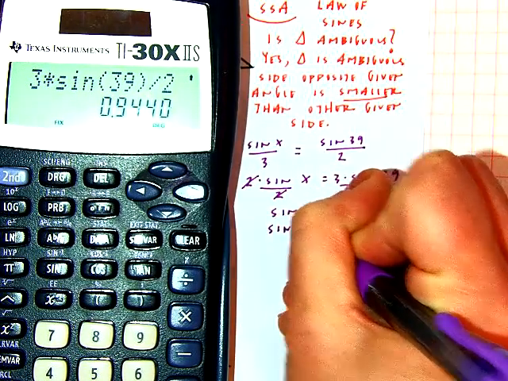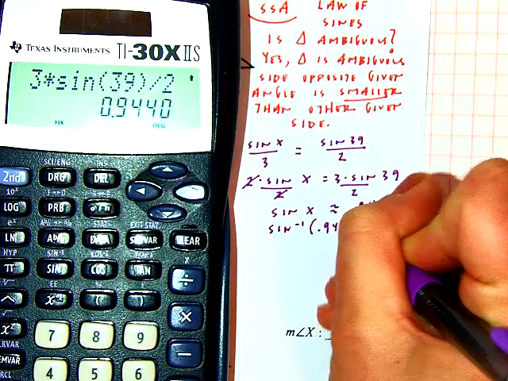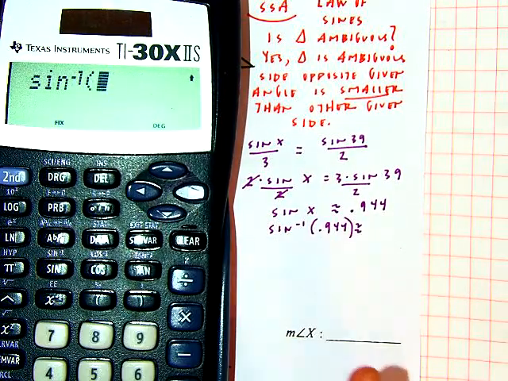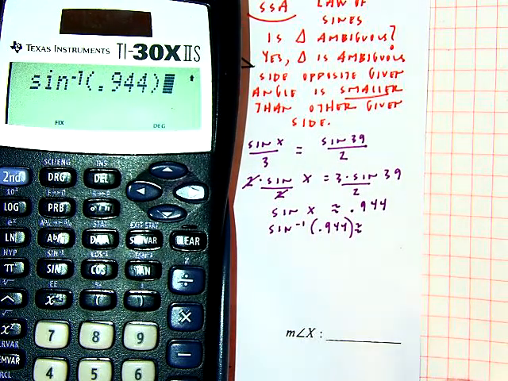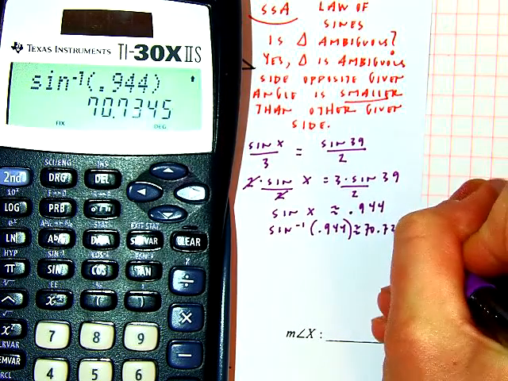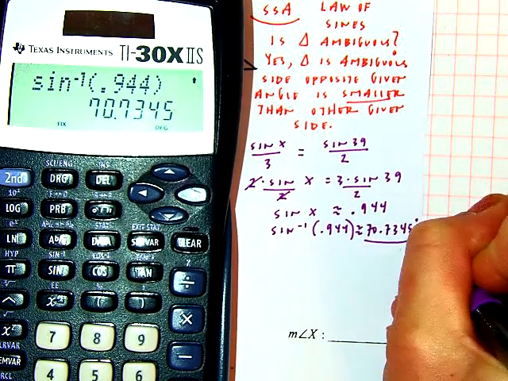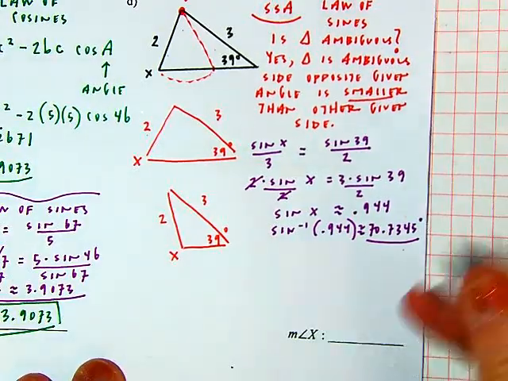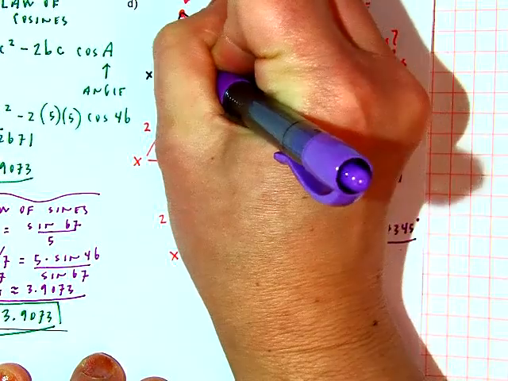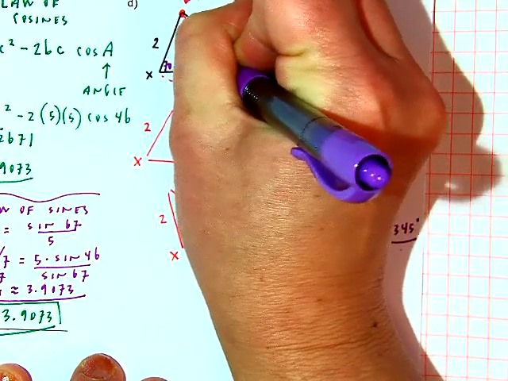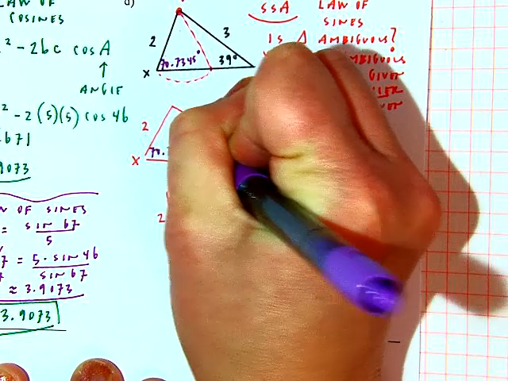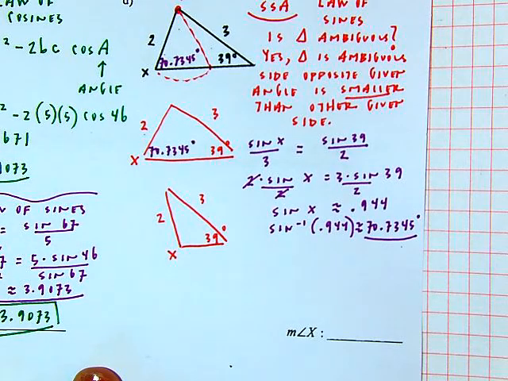So inverse of sine with that ratio is going to give me my first possible angle measure. So second sine 0.944, and we get about 70.7345 degrees. So my first option would be the angle that's right here. So 70.7345 degrees. Let me draw it in right here too. Okay, so that's what it looks like in the first triangle.